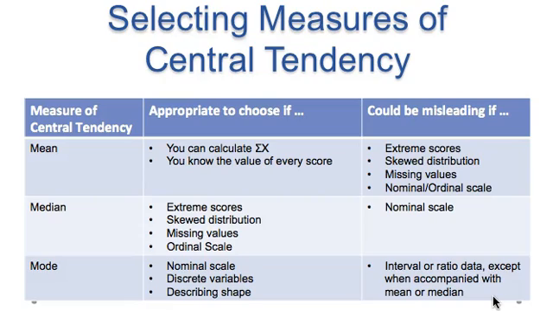The mode, the most frequent observation, we use when the most frequent observation is the desired measure of central tendency, or the data are qualitative, nominal, or discrete variables.